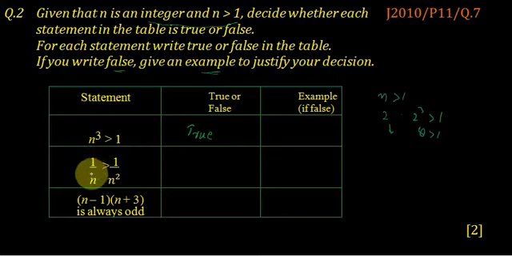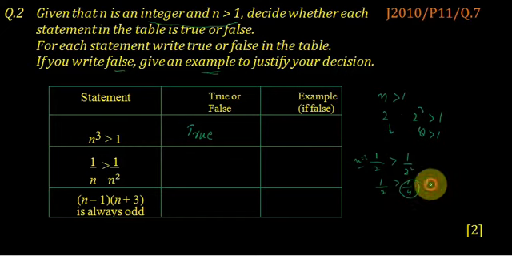And the second one is 1 upon n greater than 1 upon n square. Whenever we take the square of n number, it becomes less. Suppose 1 upon 2 and it is 1 upon 2 square. So, it is 1 upon 2 when n is equal to 2 and it is 1 upon 4. So, 1 upon 4 is less.